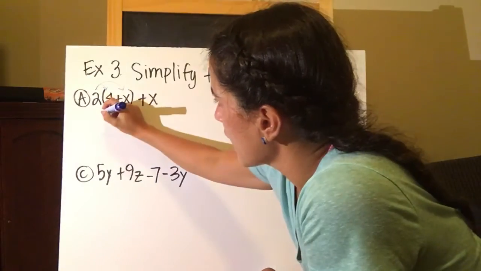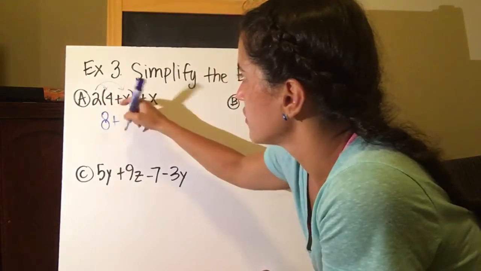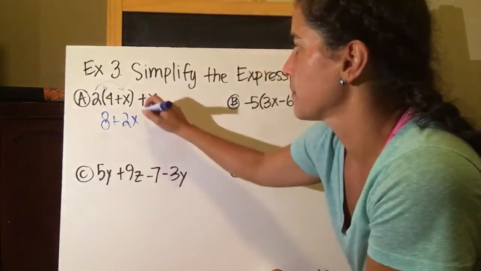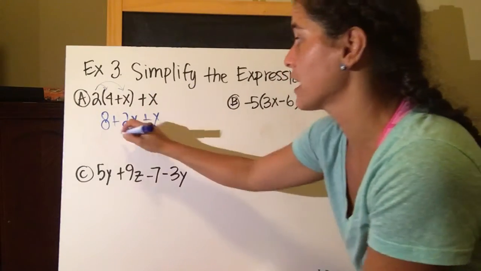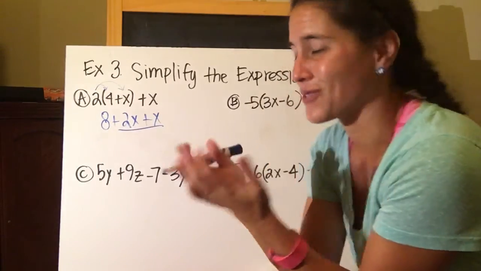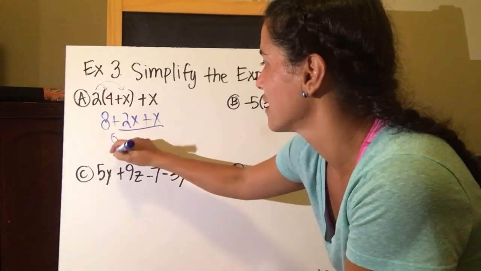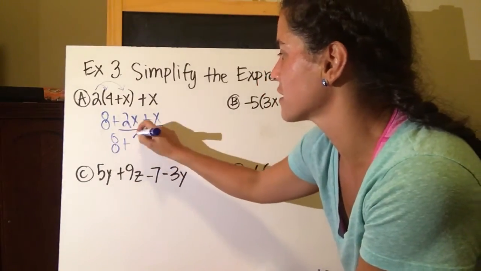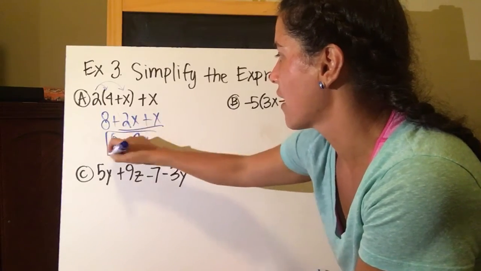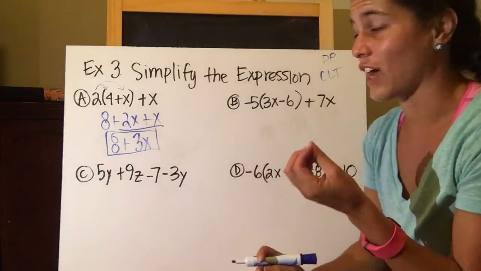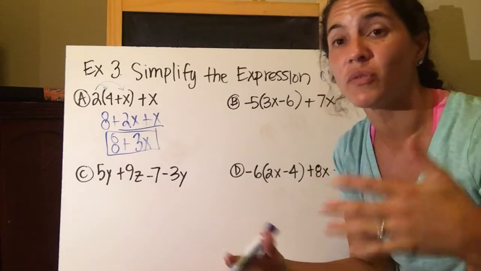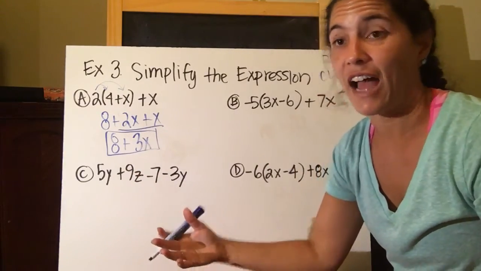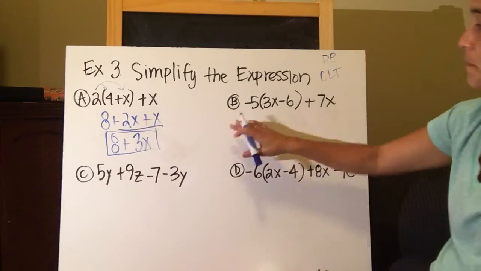So 2 times 4 is 8. And then 2 times x is 2x. And then bring down your plus x. I've distributed. Now I can combine like terms, and they're nice and they're right beside each other. So 8 plus 2x plus x is 3x's. And there is my final answer simplified. 8 plus 3x. I can't do anything more because I don't know what x is. If I told you x is equal to 5, then you could substitute it in.